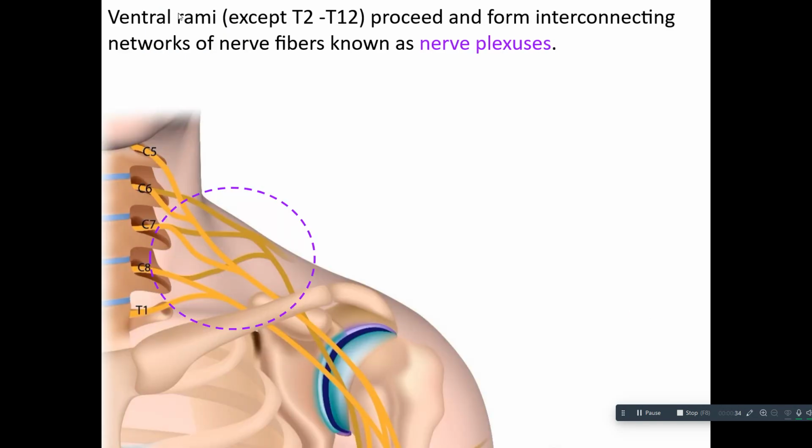So my ventral rami, those are my front branches of my spinal nerves, all of them except T2 to T12 are going to form these interconnecting networks of nerve fibers known as a nerve plexus. So these guys, where we got C5 through C8 and T1, these are all ventral rami. These are all anterior branches of spinal nerves, and they're crisscrossing and interconnecting here. And this structure is called a nerve plexus. So all my ventral rami except T2 to T12 are going to form these nerve plexuses.